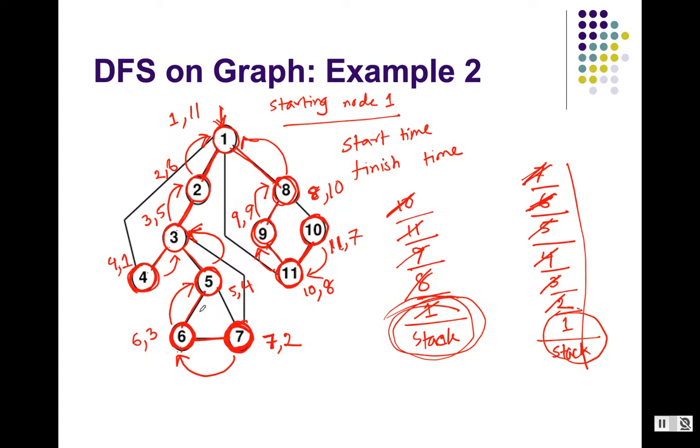Any other edge that is not part of the tree edges is known as a back edge. From 1 you can see the tree edges: 1 to 8, 8 to 9, 9 to 11, 11 to 10. For all of the nodes we keep track of the visiting time and finish time. You can see that node 1 was the first node to start, and it was the last node to be finished.